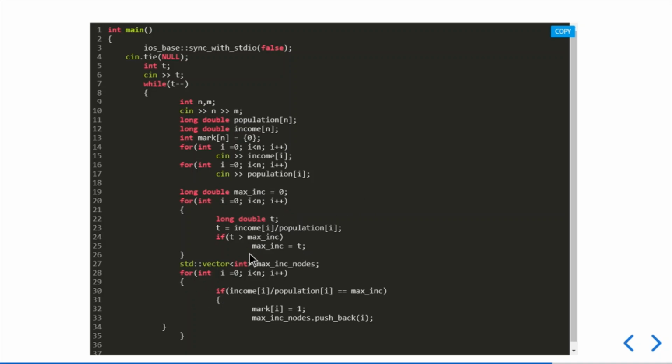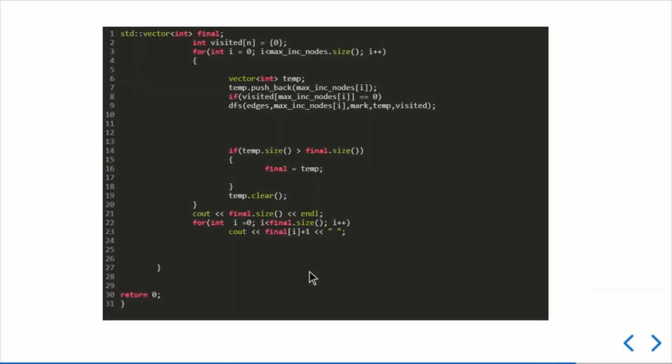Now I'll make a vector, and in this vector I'll get all the nodes which have this particular magsync, that is the maximum per capita income. So I'll match it. If the particular province has this magsync per capita income, then I'll mark it. I'll make an array of n length, and I'll mark that particular node as 1, and I'll push that node in this vector. So this is all that I'm doing in this part of the code.